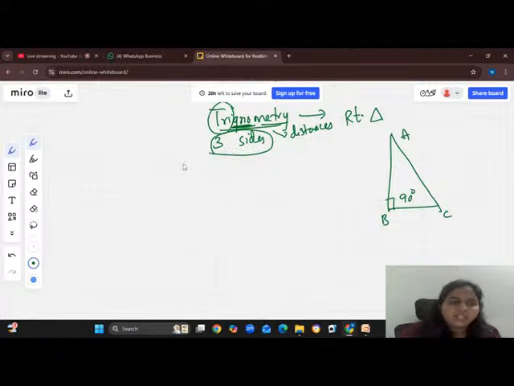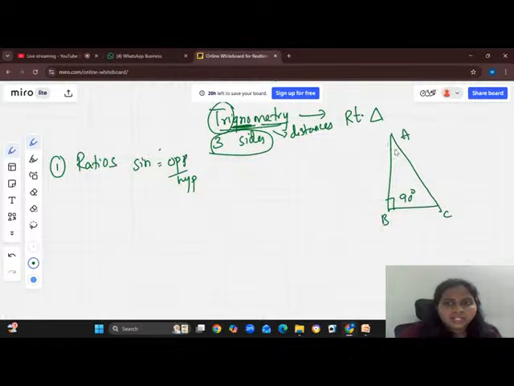In trigonometry, first of all, you have to learn the ratios. Sine is equal to opposite by hypotenuse. If I take angle A, sine A is nothing but opposite by hypotenuse, and cos A is equal to adjacent by hypotenuse.